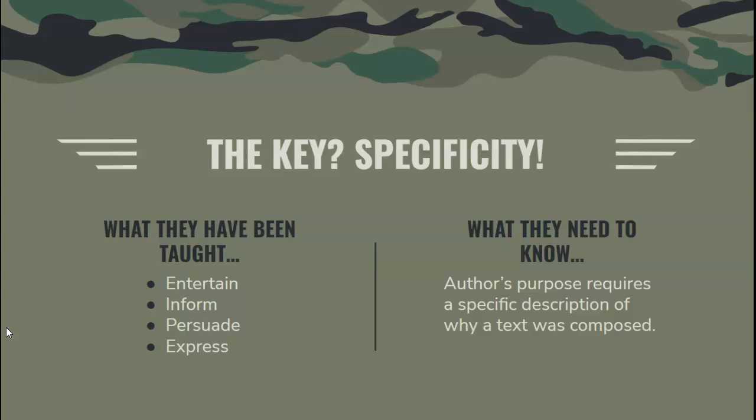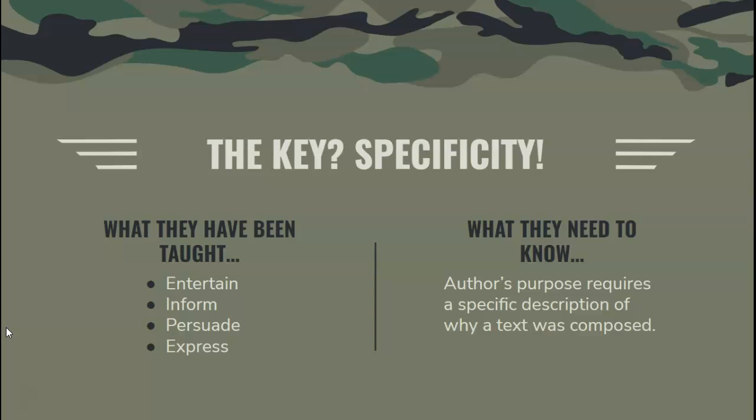In early elementary, when we're just trying to get kids to wrap their minds around why certain things are created the way they are, we tend to hit on, maybe you've heard the term PIE: persuade, inform, entertain. But it's really these 4 things that come up most often: entertain, inform, persuade, and express.